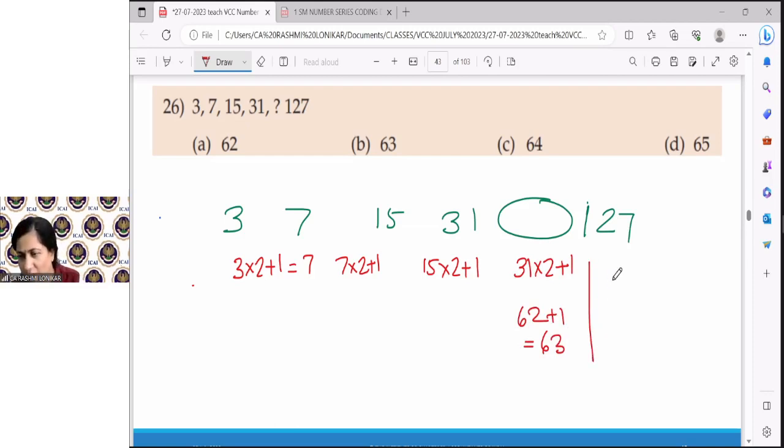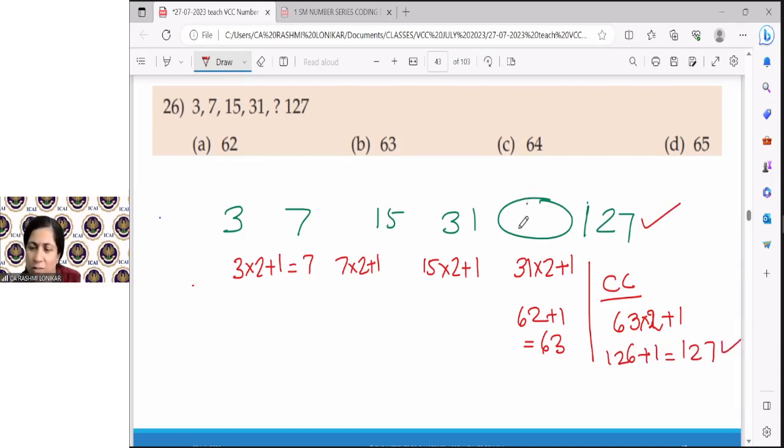Let us cross check. 63 into 2 plus 1. 63 twos are 126 plus 1, which is equal to 127. Correct? So, what should my answer be? My answer should be 63.